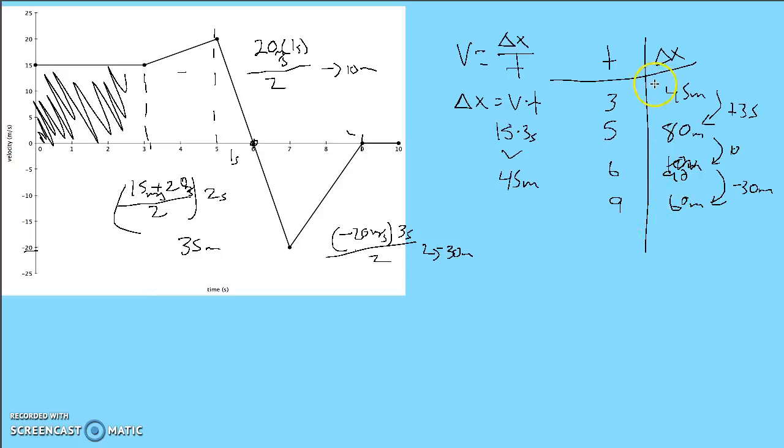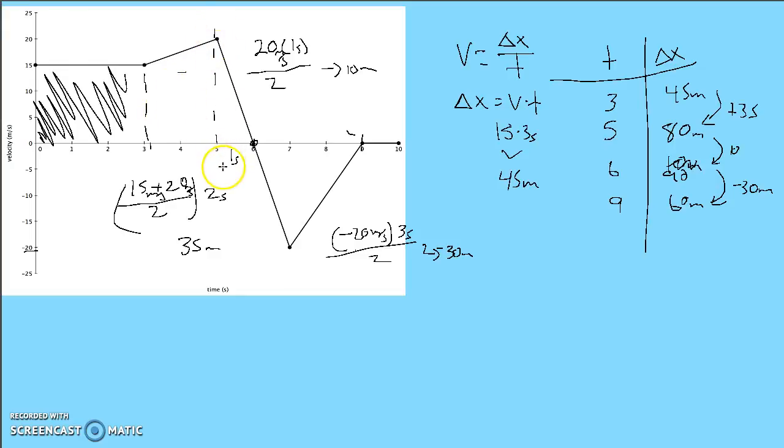Okay, so we can go ahead and we're going to sketch this into a graph. Before we do, I want to look a little bit more at this graph. So what can you tell me about the velocity from 3 to 5 seconds. If you look carefully, it says the velocity is increasing. It started at 15 and then it ended up at 20. That'd be an increase in velocity.